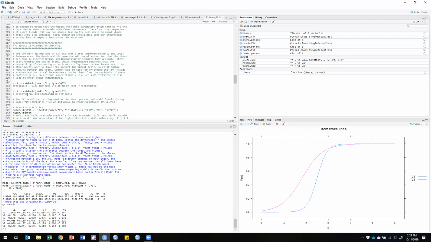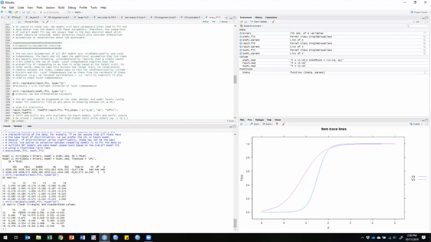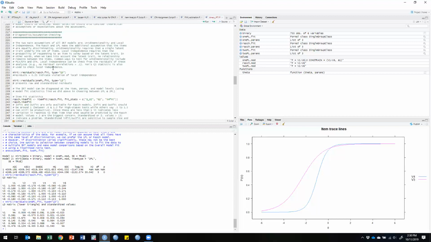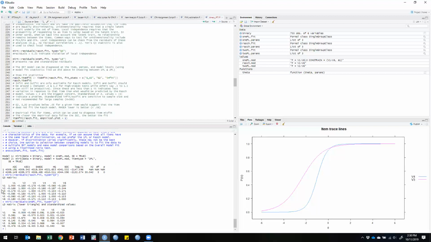You could also get raw and standardized residuals from your analysis here. I think these are the raw residual values. Here's a raw residual greater than 0.1. And these are then standardized residuals. So those are just different ways we could check the local independence assumption.